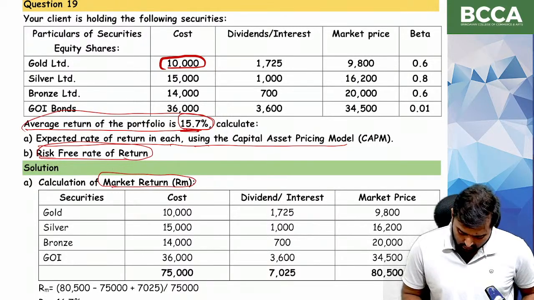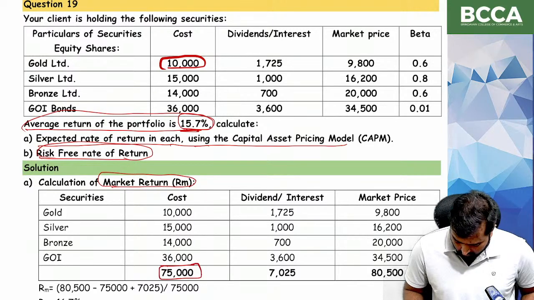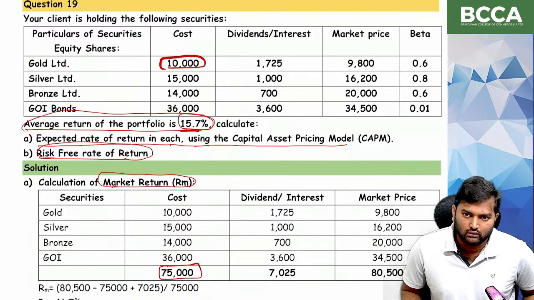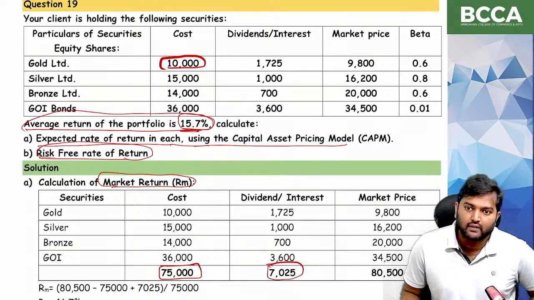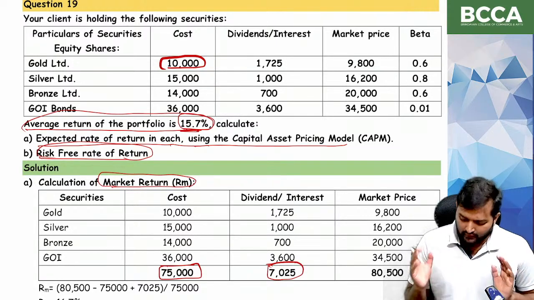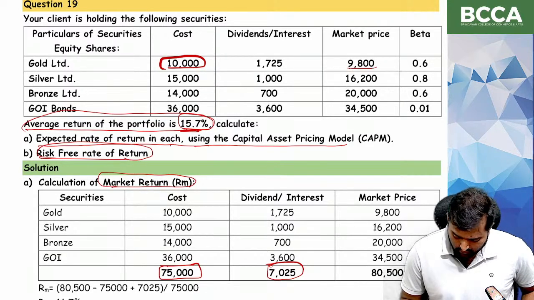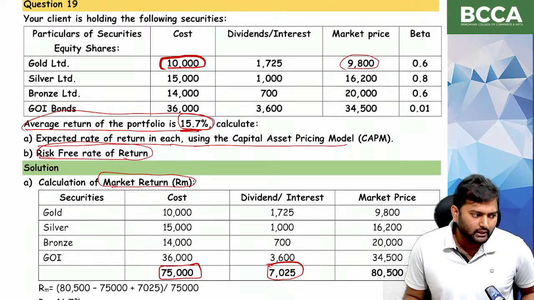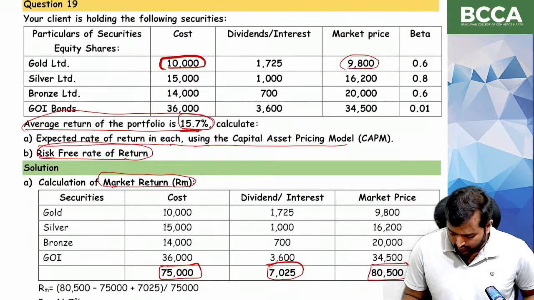Gold investment is 10,000. Silver investment 15,000. Bronze 14,000. Government of India 36,000. What is the total investment? 75,000 is the total investment. Yes or no? Dividend or interest received. Overall, what is the total amount we received? 7025. What about the market price at the end? The investment value at the end, the market price right now, is 9,800, 16,200, 20,000, 34,500, total 80,500.